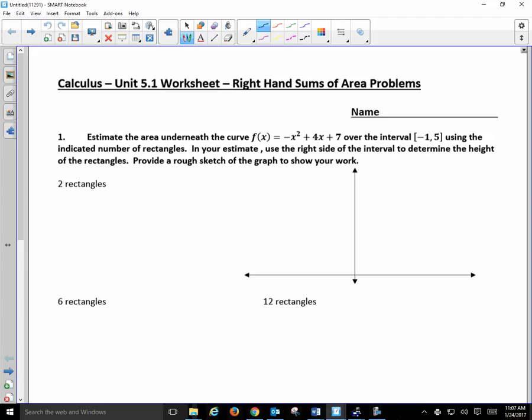All right, here we go. So we have this curve, negative x squared plus 4x plus 7 over the interval negative 1, 5. I'm going to help you start to set it up, and then you'll be good to go.